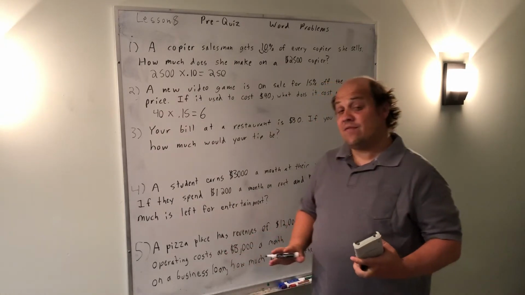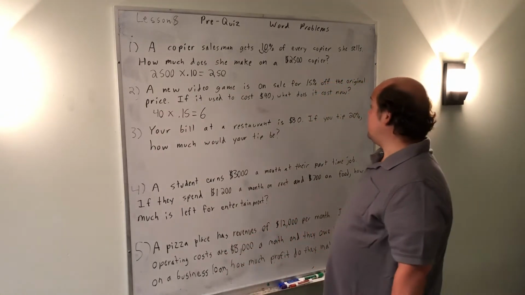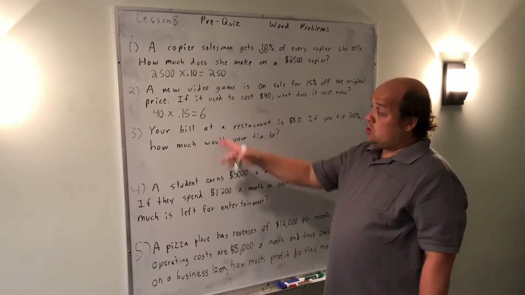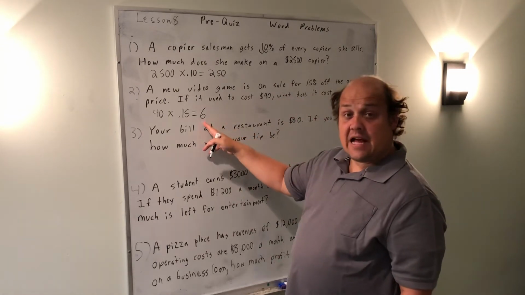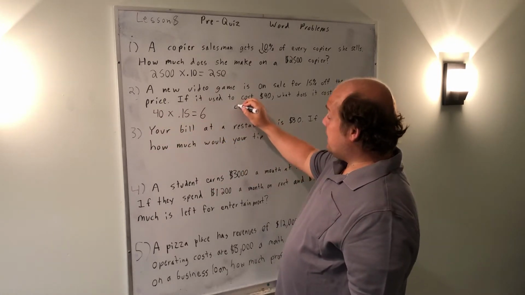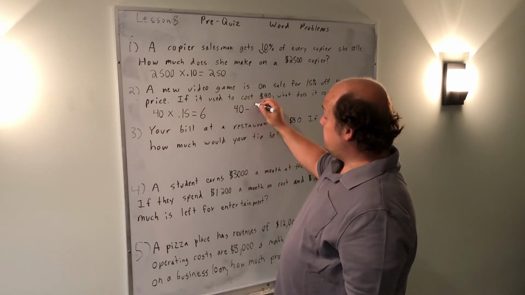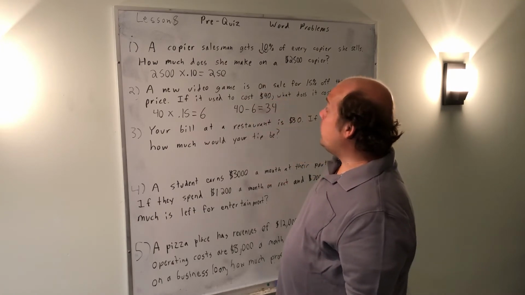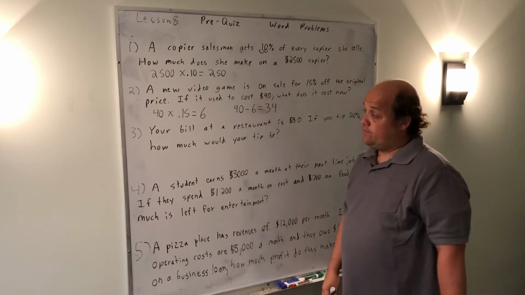6 is the amount of the discount, but that's not what they asked us for in the problem. They asked us, what does the item cost now? So if it's being discounted by $6 and originally cost $40, to find the new cost, we're going to take that original cost, $40, and subtract the amount of the discount, 6. That's going to leave us with $34 as our answer.